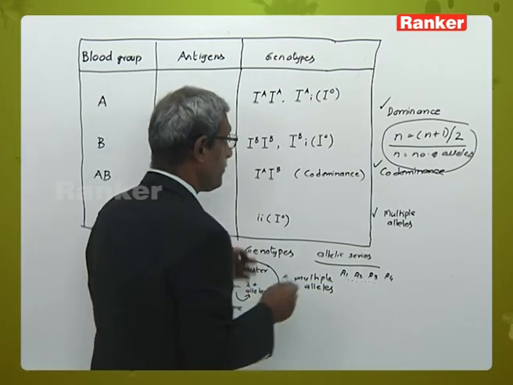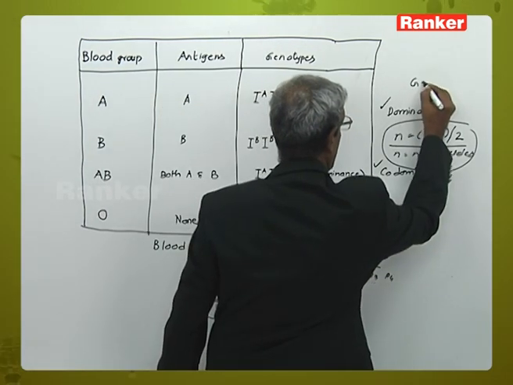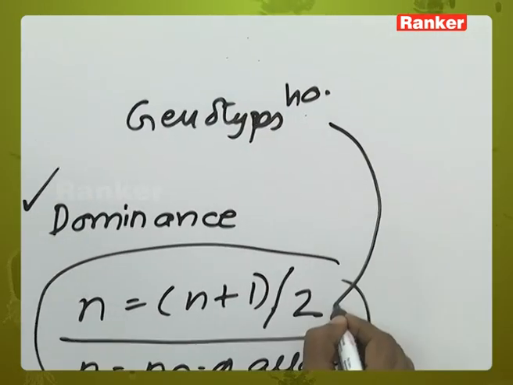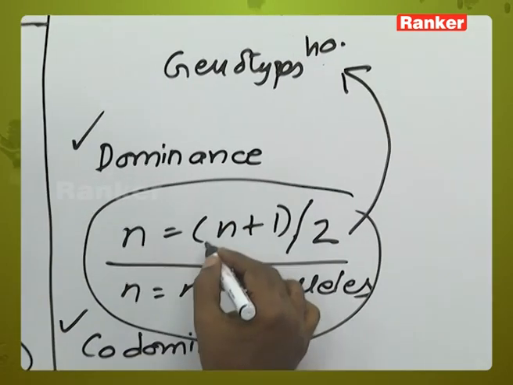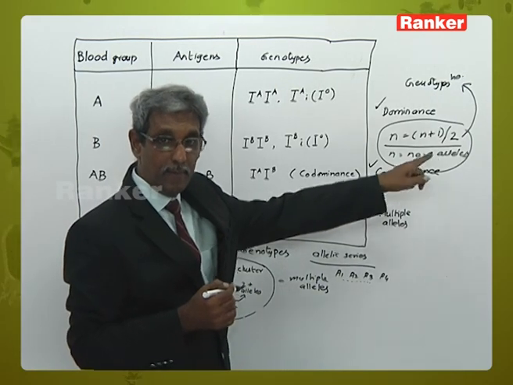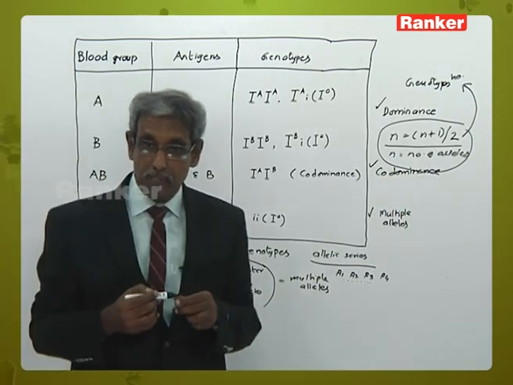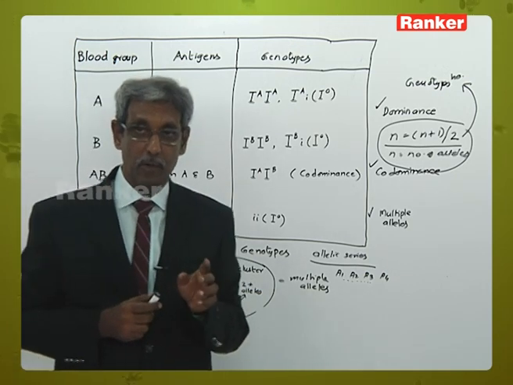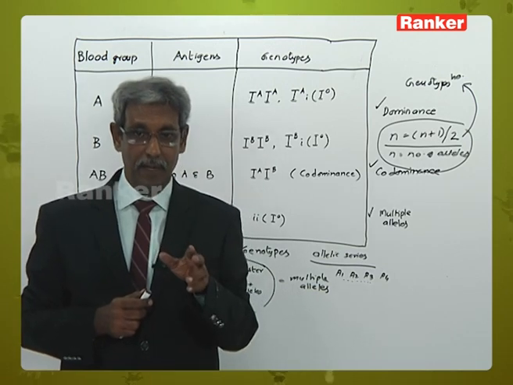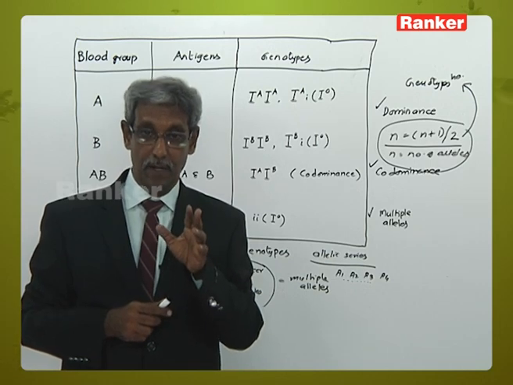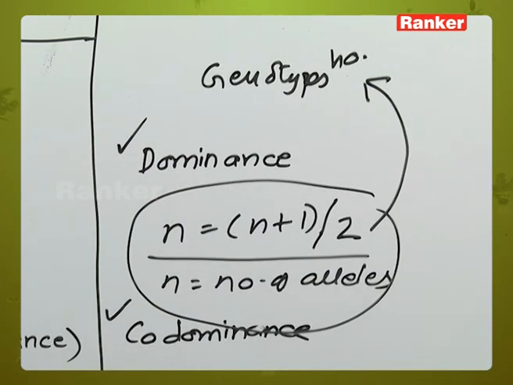So the number of genotypes possible can be derived from the formula n into (n plus 1) divided by 2, where n is the number of alleles. So the correct answer is not simply that n is equal to the number of alleles, but the correct choice is n into (n plus 1) divided by 2. It is not dependent on Mendel's principles. It is also dependent on Mendel's principle of segregation. So the correct answer is n into (n plus 1) divided by 2.